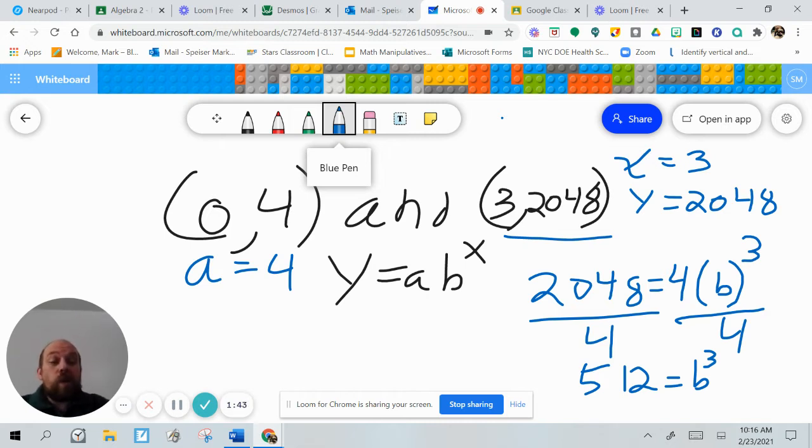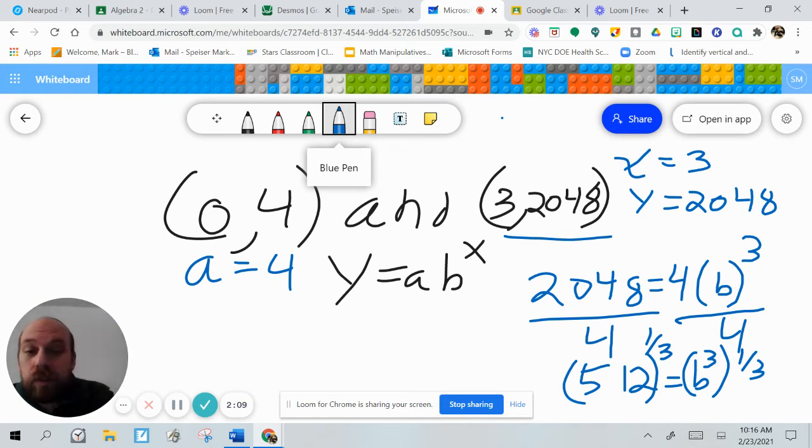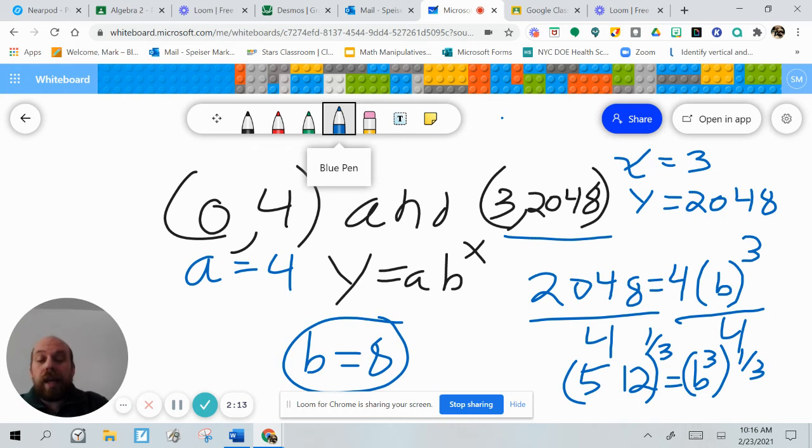Now, I want to solve for b. So you have to take the reciprocal power of whatever you have. So we have b to the third power, so we raise that to the 1/3 power. So we end up having a power of 1 to get b by itself. Whatever you do to one side, do to the other side. So you raise 512 to the 1/3 power, and 512 to the 1/3 power is 8. So b equals 8.